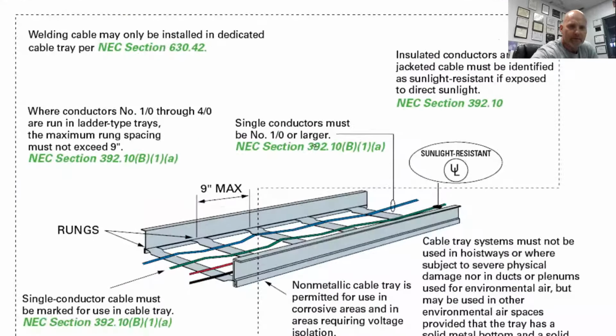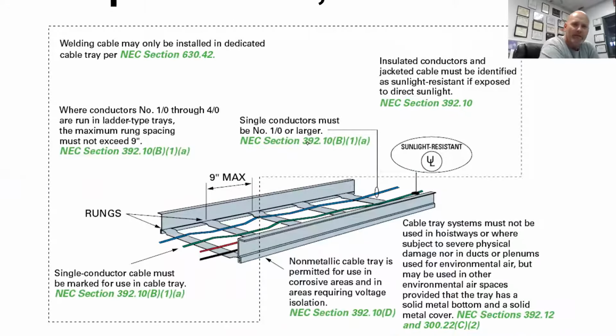These are some NEC requirements. Welding cable may only be installed in dedicated cable trays. So if you're powering up a welder by the use of cable trays, there are specific rules involved in that. You can find that in 630.42. Where conductors number 1/0 through 4/0 are run in ladder type trays, the maximum rung spacing cannot exceed 9 inches.